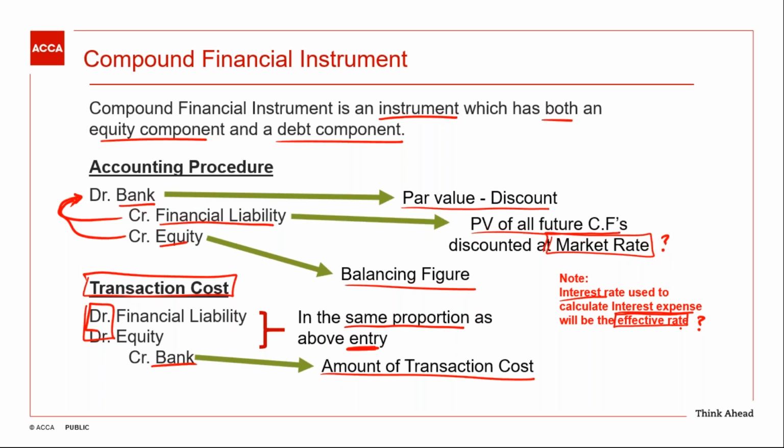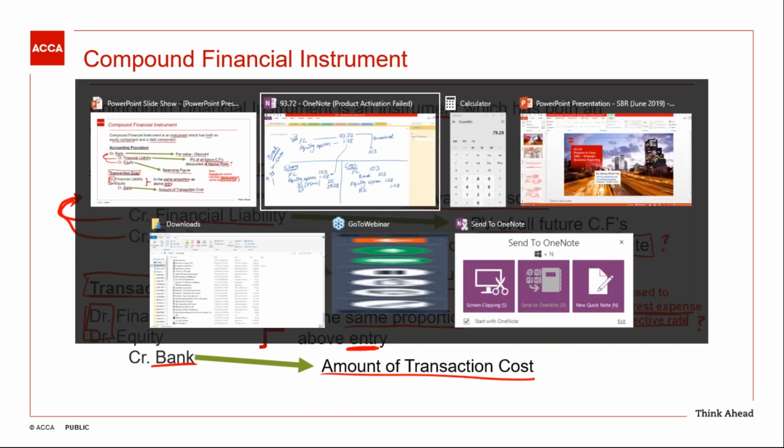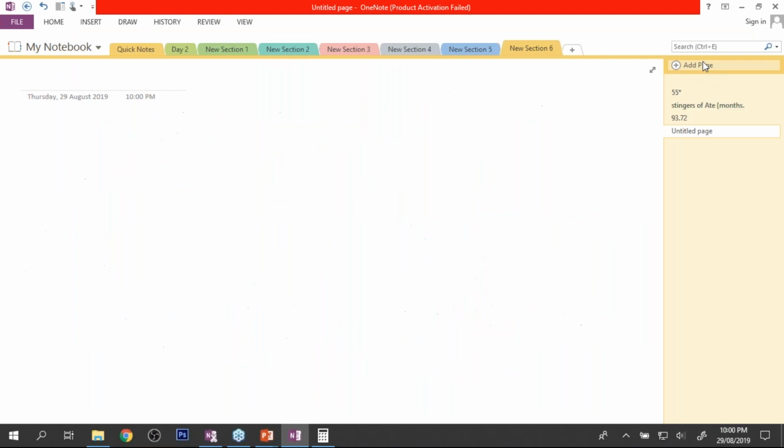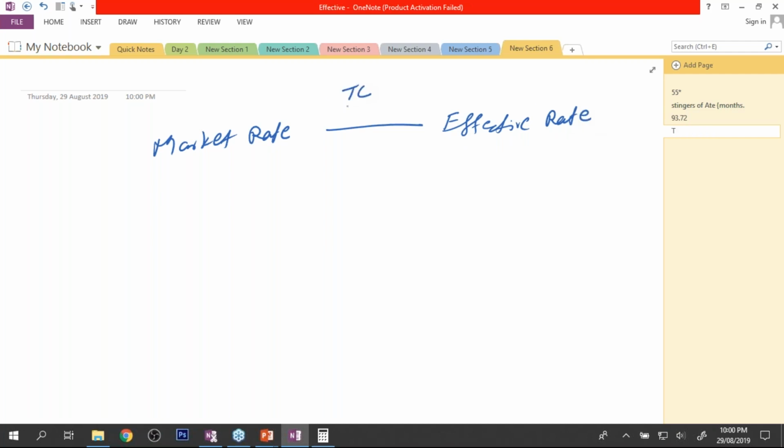The reason behind this is basically, what is the difference between the market rate and the effective rate? Can you remind me that? What is the difference between the market rate and the effective rate? The difference was the transaction cost. Agreed?